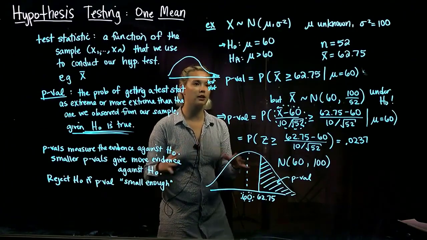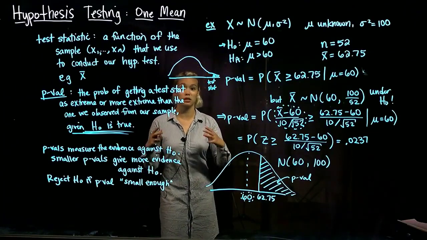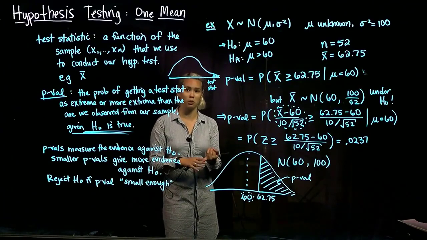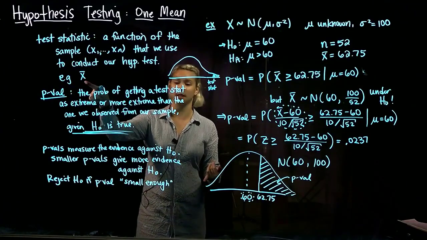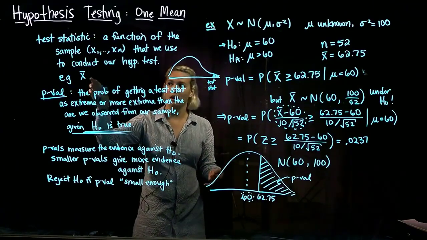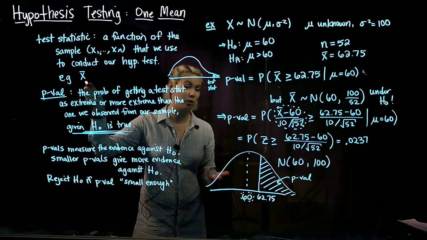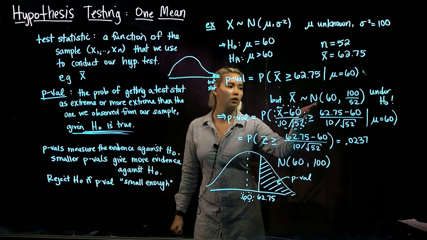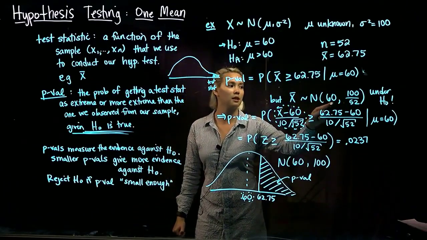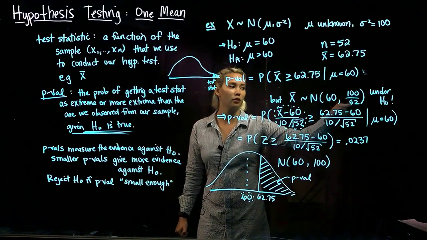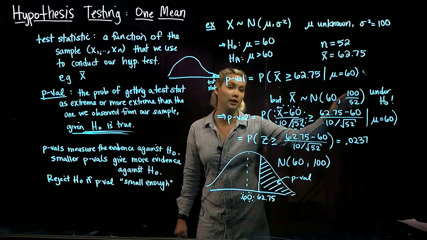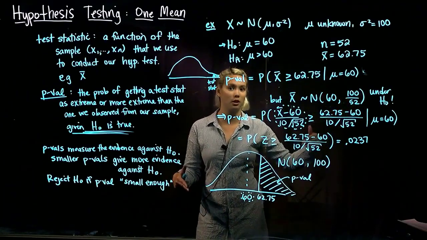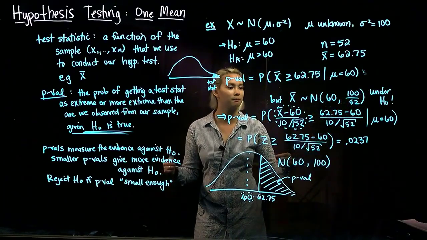All right, so when we're calculating these hypotheses, it helps to go back to just the basic definitions. We need to know what is our test statistic that we're working with. Here in this example, our test statistic is our sample mean. And then we also need to know what is the sampling distribution of our sample mean. So here our sampling distribution was a normal distribution with mean 60 and then variance 100 over 52. So that's the sampling distribution of our sample mean under the null hypothesis. Because remember, we have to assume the null is true until we have evidence otherwise.